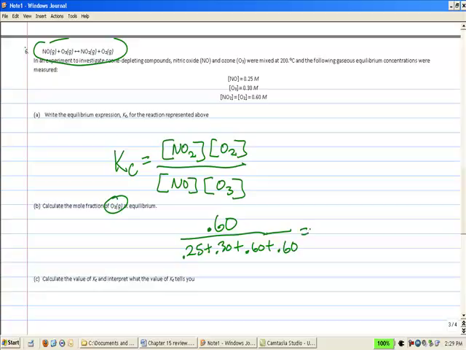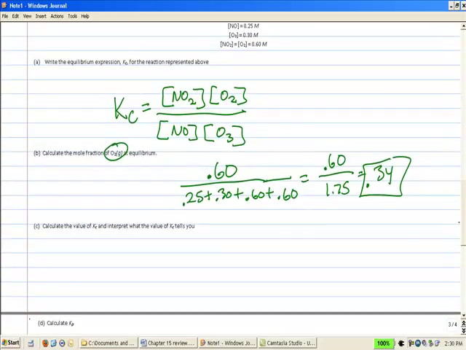So we take those four numbers on the bottom, we add them together, and we get 1.75. We put that under 0.6, so we take 0.60 divided by 1.75, and you get a mole fraction with two significant figures of 0.34. No units, no percent sign, no nothing, just 0.34.